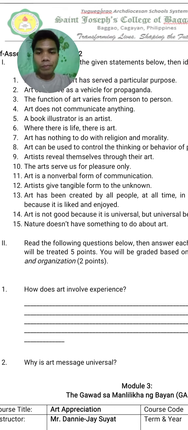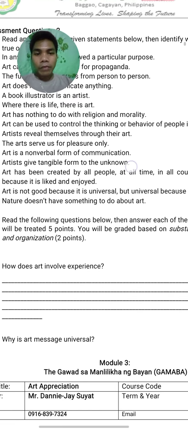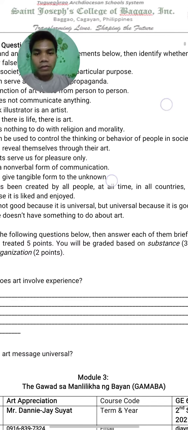Yes, that is true. And then, art has nothing to do with the religion and morality. False po ito. Meron po siyang nagagawa. And then, item number 8. Art can be used to control the thinking or behavior of the people in the society.